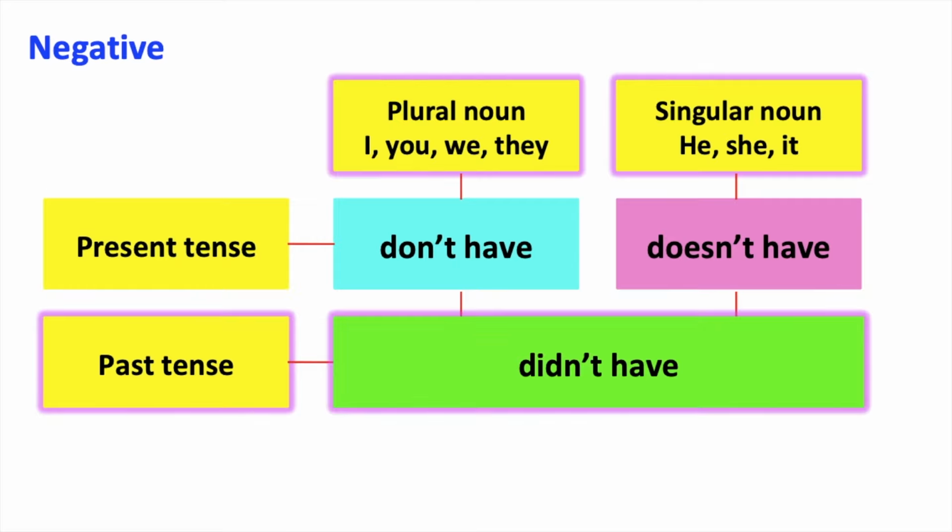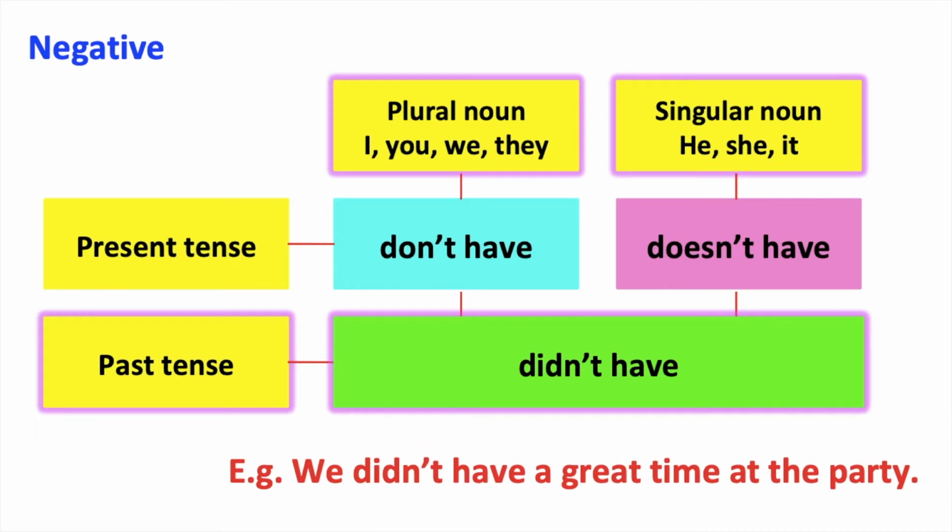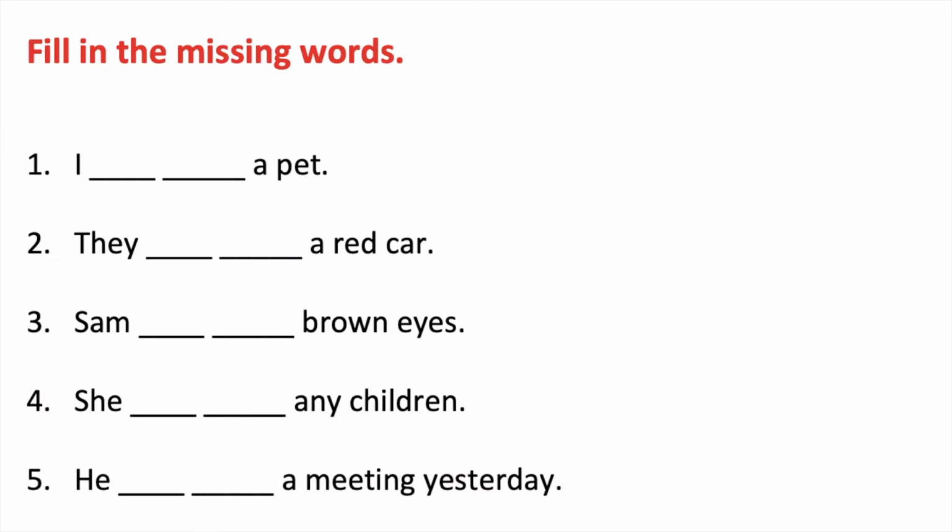Lastly, for all subjects in the past tense, we use didn't have. For example, we didn't have a great time at the party. Again, test your knowledge by filling in the missing words.